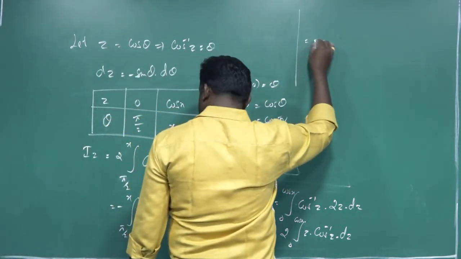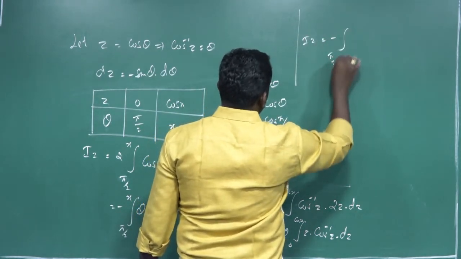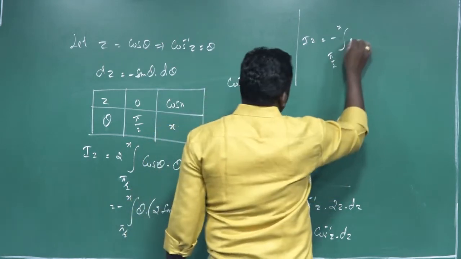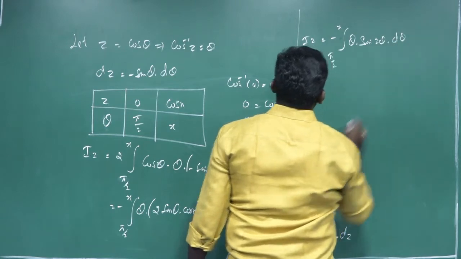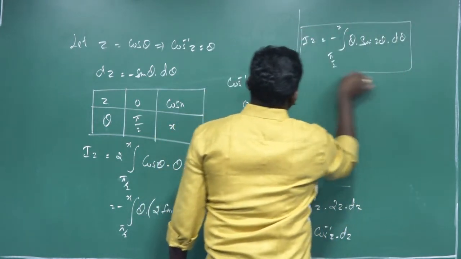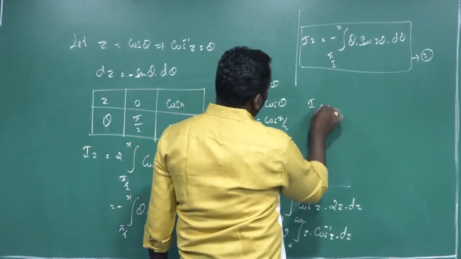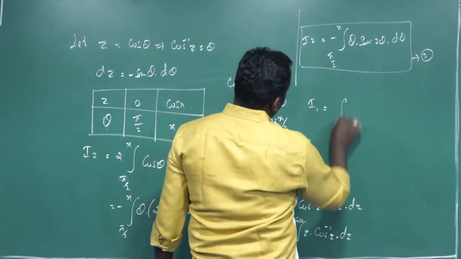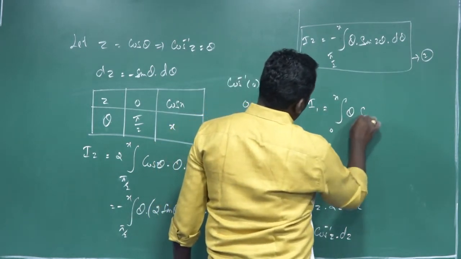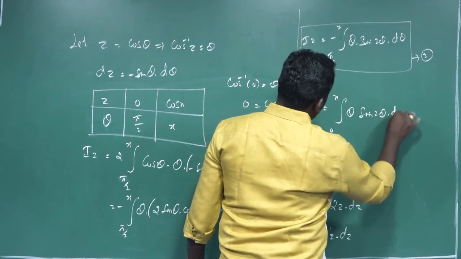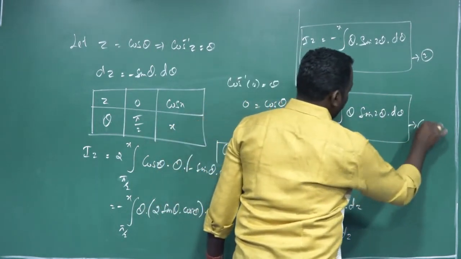Therefore I2 equals minus the integral from pi by 2 to x of theta into sin 2 theta d theta, and we call this the second equation. So already the first equation is the integral from 0 to x of theta into sin 2 theta d theta. This is called the I1 value, defined by the first equation.